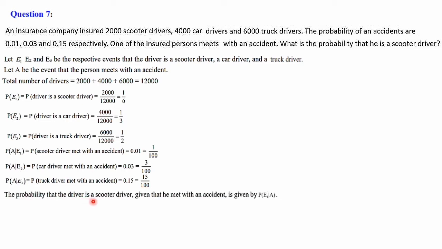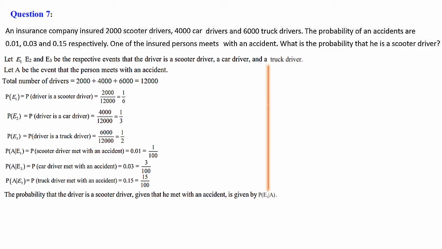Next, the probability that the driver is a scooter driver given that he met with an accident is given by the probability of E1 given A. Here it is asked what is the probability that he is a scooter driver, for a person who met with an accident. E1, scooter driver, is according to our assumption event E1. So E1 given A, where A is the person who meets with an accident. So P of E1 given A is a reverse probability.